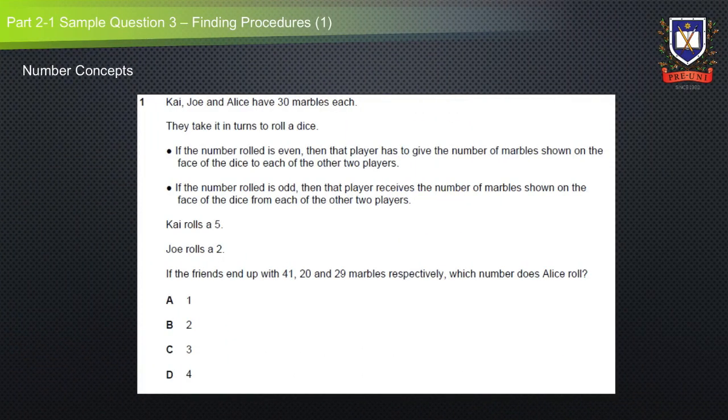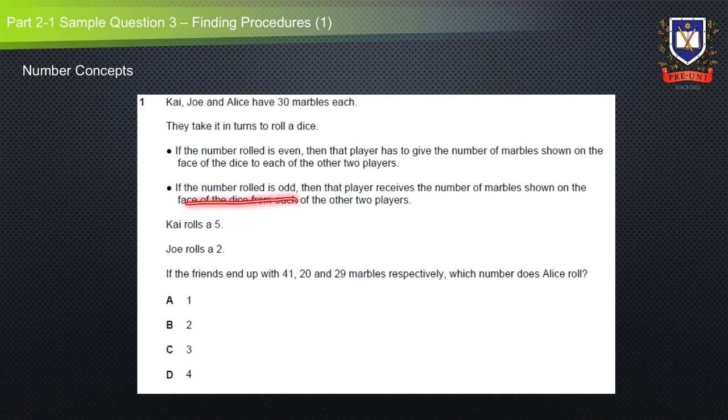Now let's move on to look at this example of a number concepts question from the selective test sample thinking skills exam. We have that Kai, Joe, and Alice have 30 marbles each. They take turns to roll a dice. If the number rolled is even, then the player has to give the number of marbles shown on the face of the dice to each of the other 2 players.